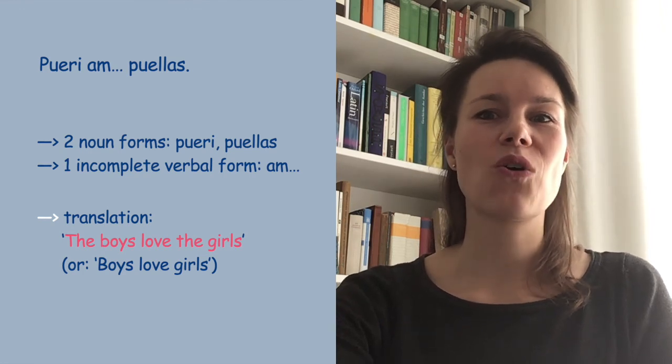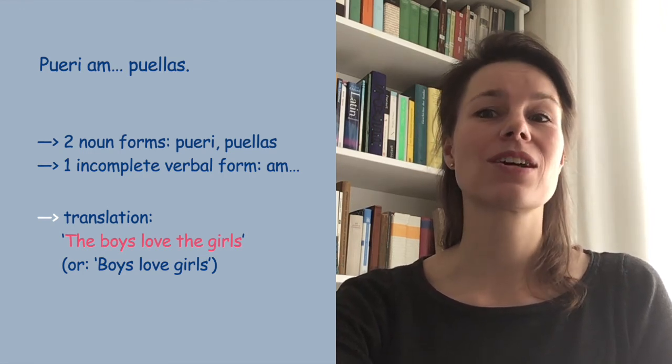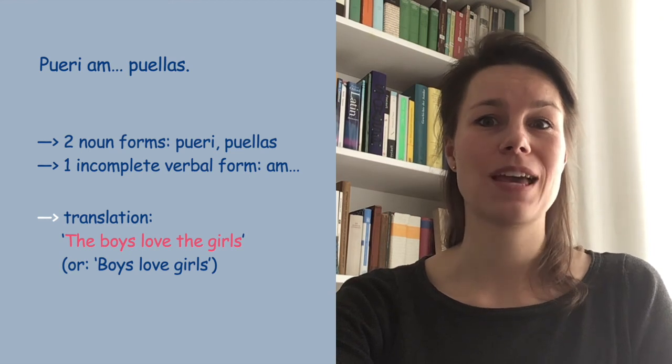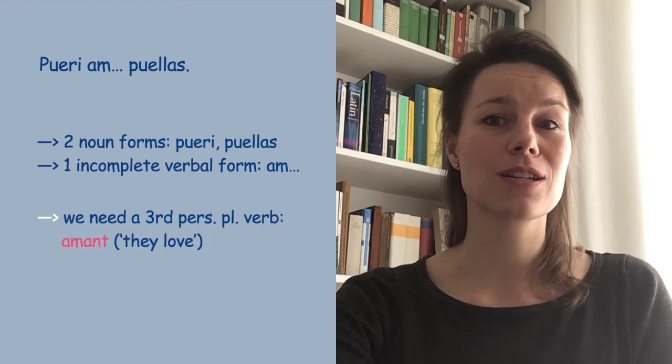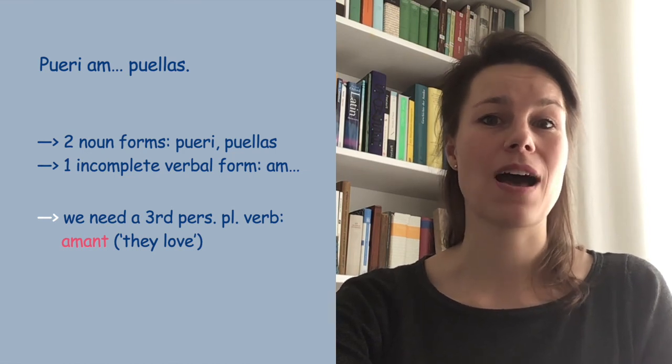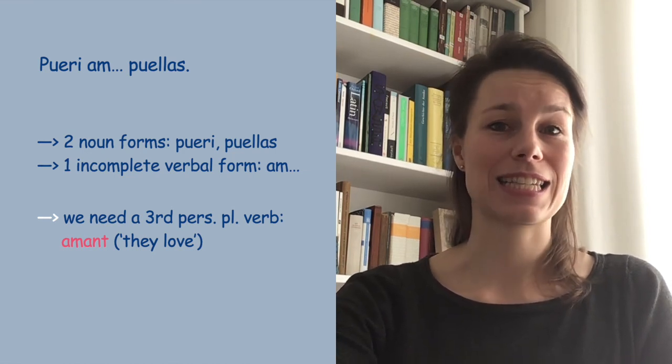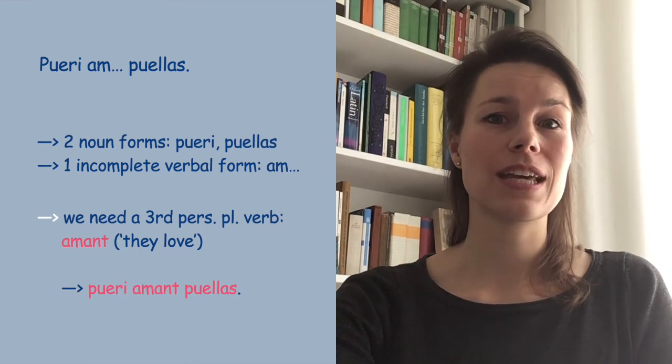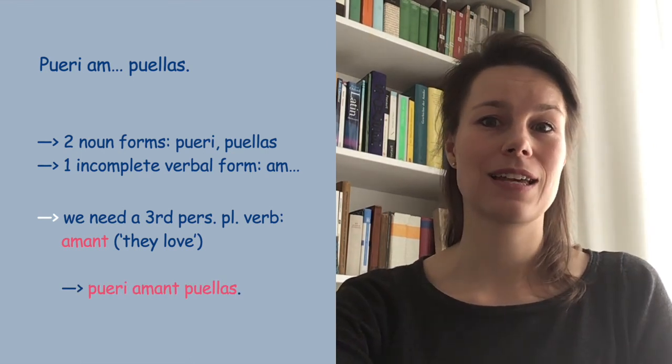This tells us all we need to know to figure out the correct form of amo. The boys requires a third person plural verb, and so what we need is the form amant. And the Latin sentence thus reads, pueri amant puellas. In exactly the same way, you can now tackle exercise C and of course the other exercises before it.